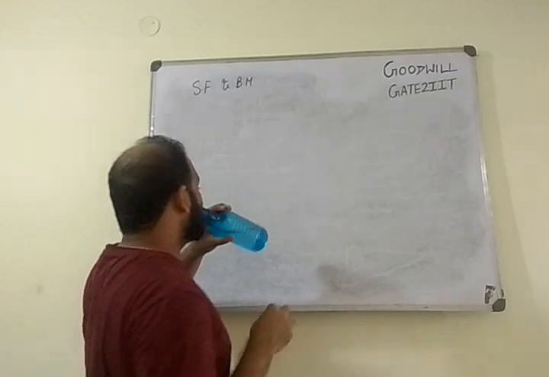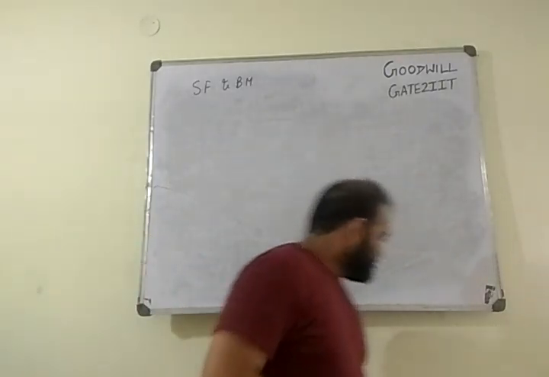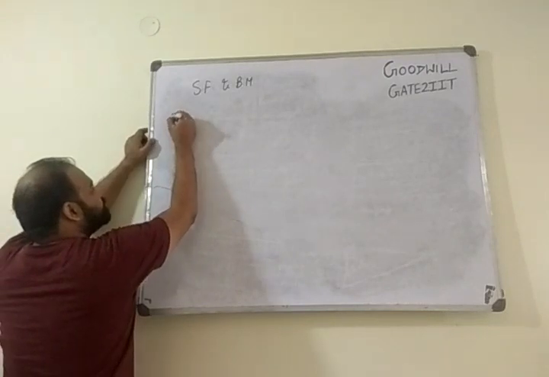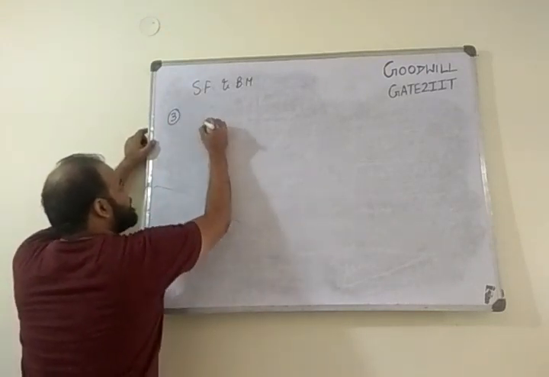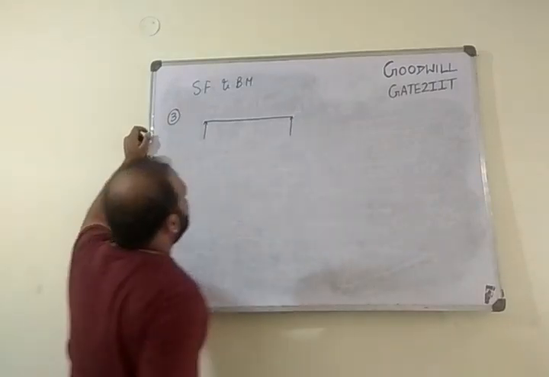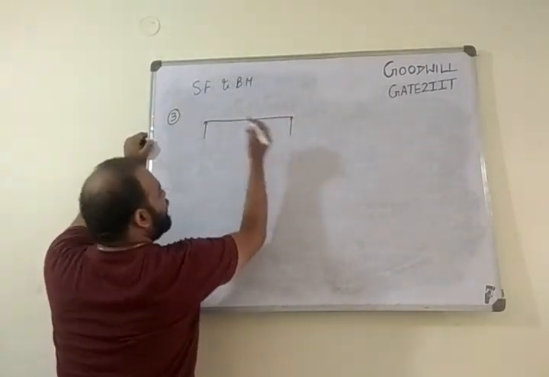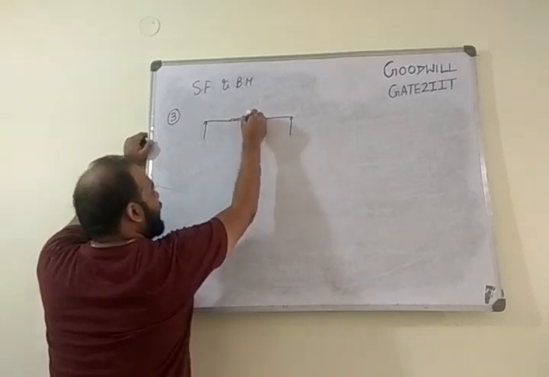Alright, guys. So the third numerical which we'll solve is, we have a simply supported beam, and let's say in the mid section of length L by 2, I'll put a UDL.